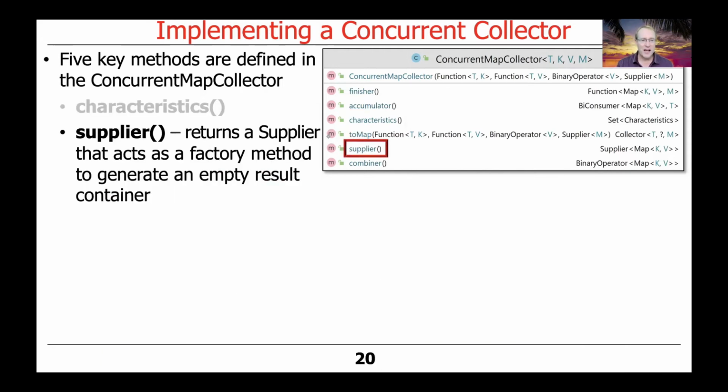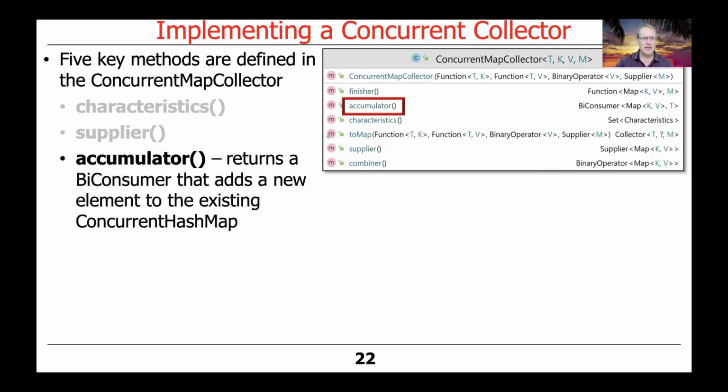Then the next method we have here is the so-called supplier. And this returns a supplier that acts as a factory method to generate an empty mutable result container. So it's going to be the thing that makes the result container we're going to use in the concurrent collector, which in this case is ConcurrentHashMap. It says hash set, but it should say hash map. And then the accumulator returns a BiConsumer that adds a new element to the existing ConcurrentHashMap, which is used as the one and only mutable result container for all the different threads that might be running in a parallel stream. That's what makes it a concurrent map, if you recall.